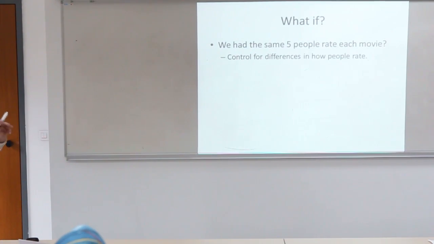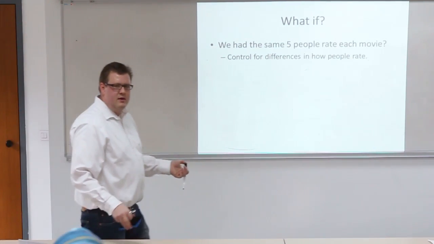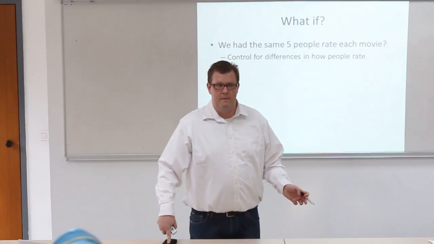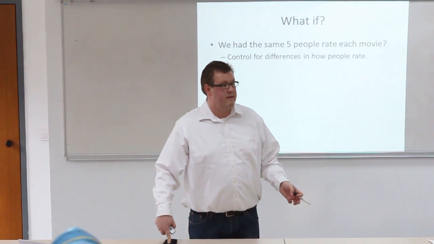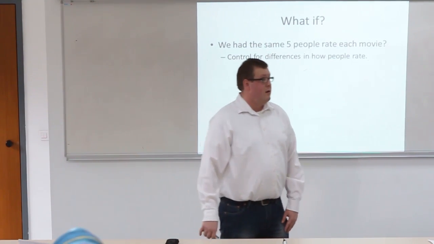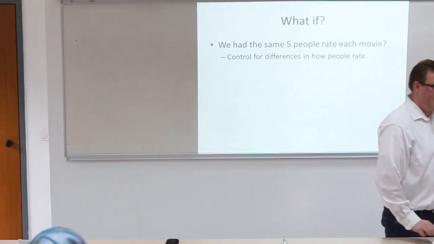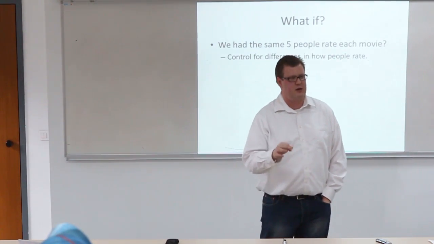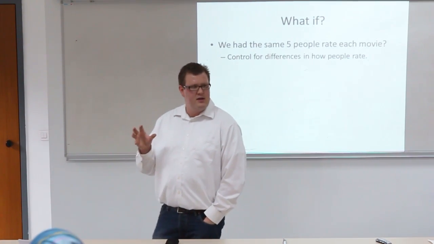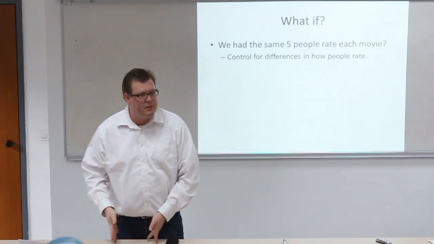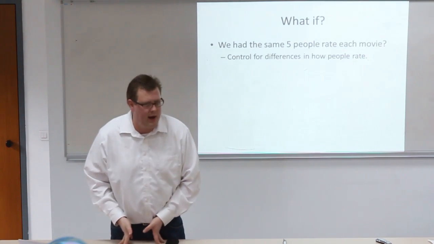So this will control for differences in how people rate. What does that mean? It will control for differences in how people rate, because you have different people with the error. So now we have one error for the same person, but the rating is going to be different for each movie. One person typically will rate each movie differently. So there's going to be more error if we have different people rating different movies than if we have the same person rating the same movies. Why would that be?